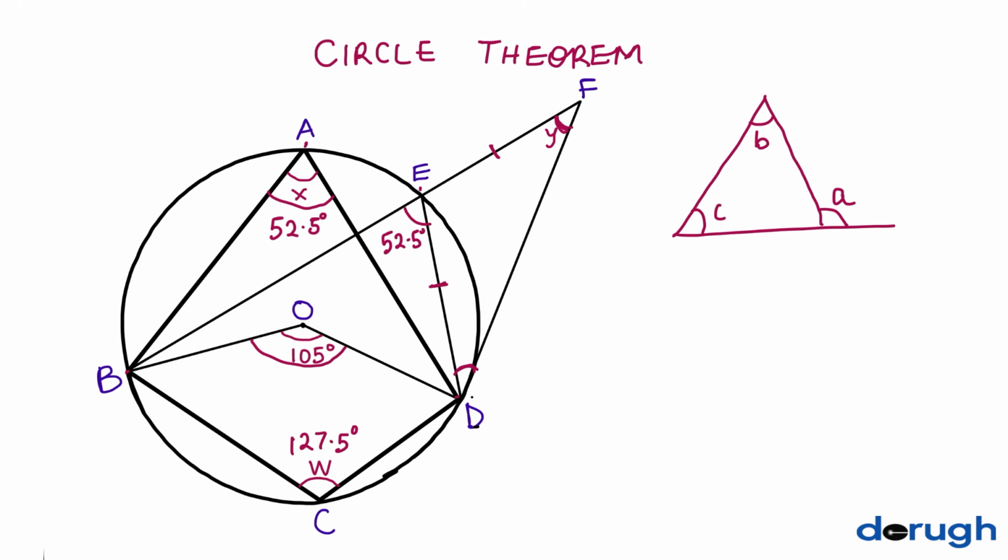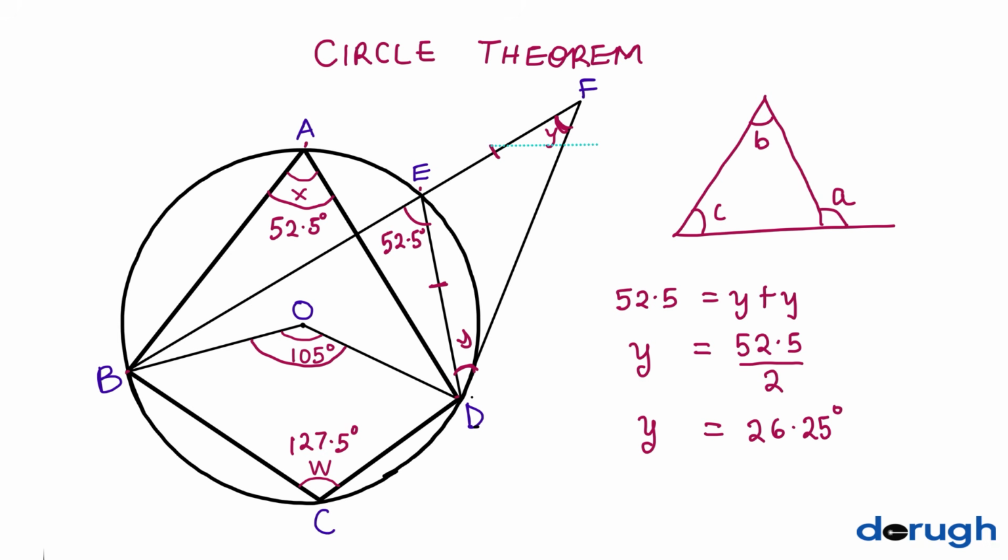You wonder how this might help us? Well, it simply means that this angle is also Y, and that 52.5 equals Y plus Y. Y would then be equal to 52.5 divided by 2. Y would be 26.25 degrees.